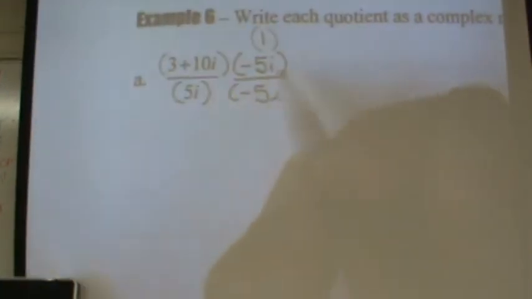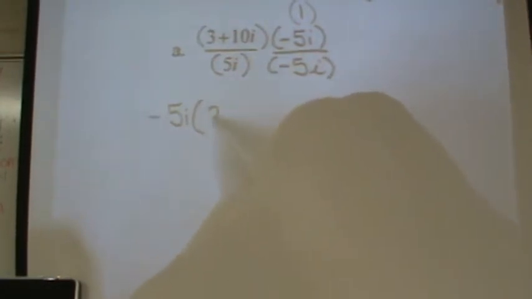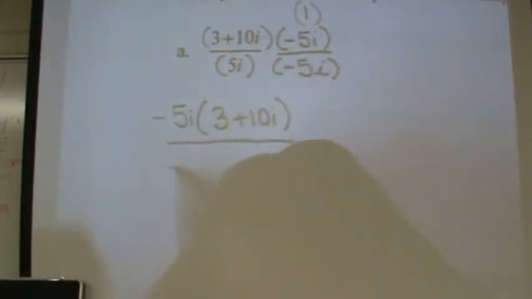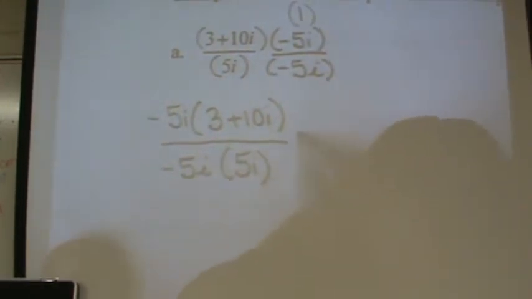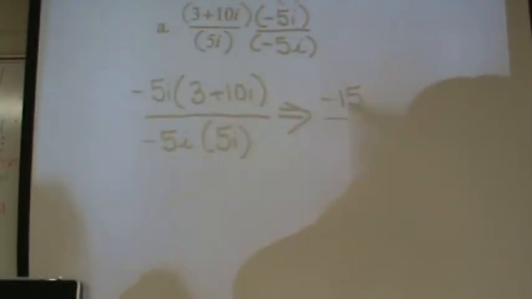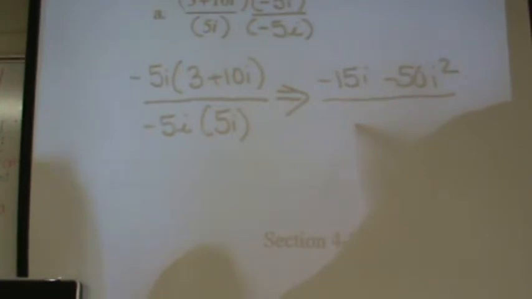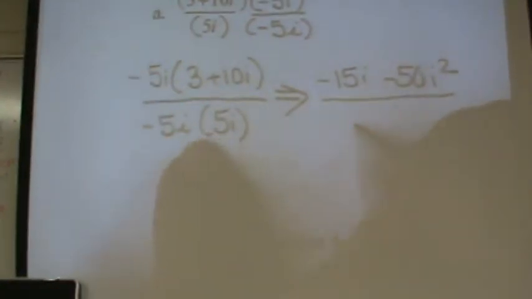So watch what happens when I multiply the top and the bottom by negative 5i. What you get here, you're going to FOIL. You're going to do negative 5i times 3 plus 10i. And then you're going to multiply negative 5i times 5i. Okay, so what do you get on top? Help me out. Negative 15i, minus 50i squared, over, what's these two multiplied? Negative 5i squared.